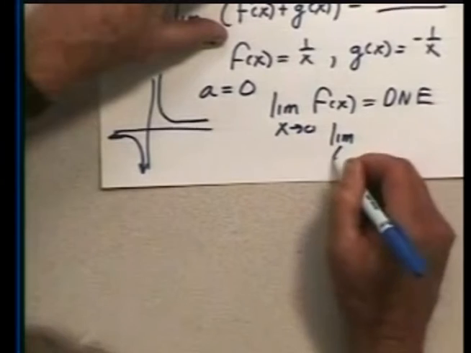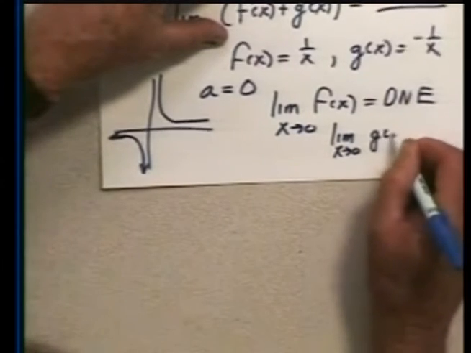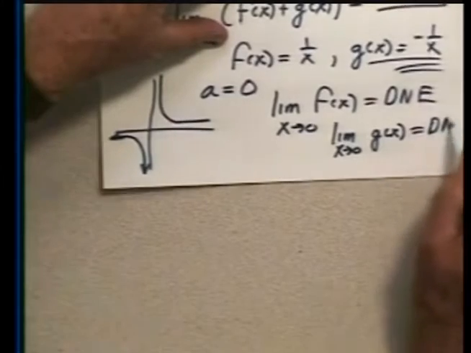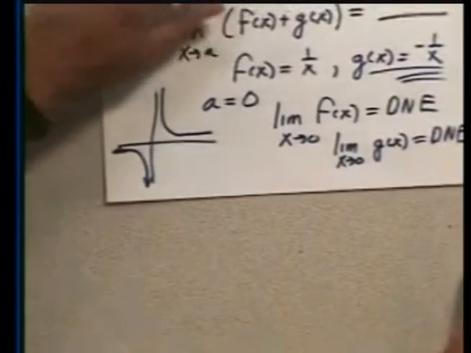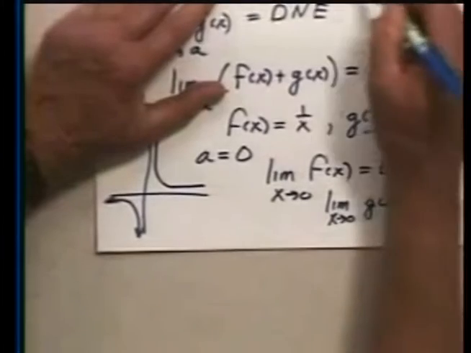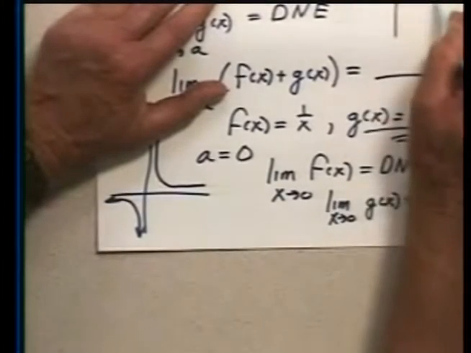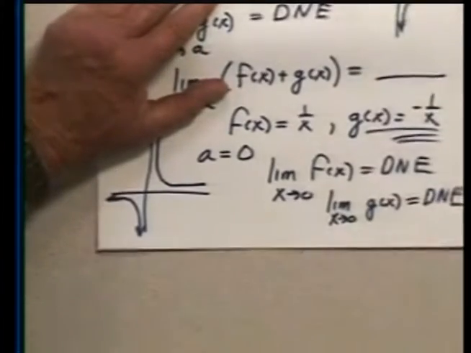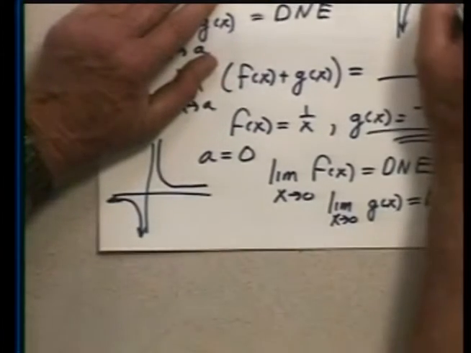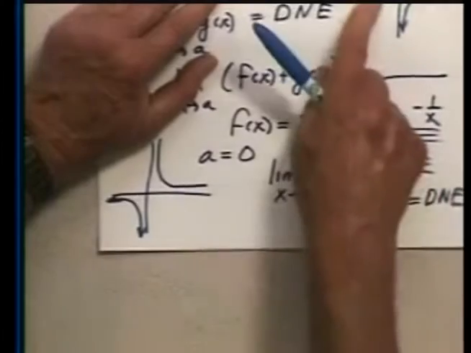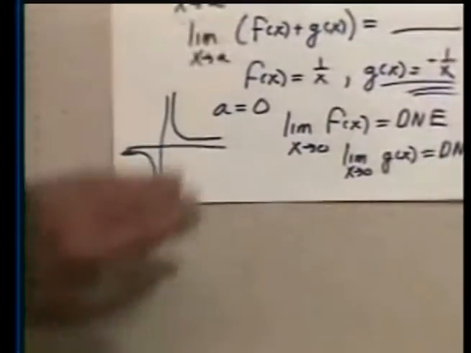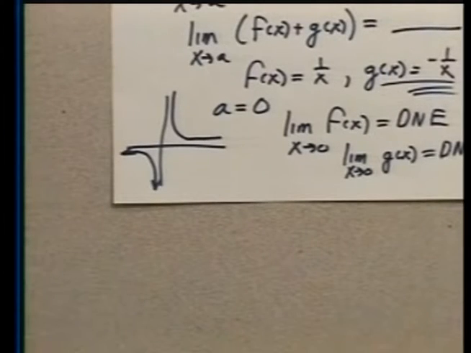Also, the limit as x approaches 0 of g of x, choosing this one, does not exist. Well, what's the graph of that one? It's just this one and that one. So for g of x, which is minus 1 over x, from the left you're going to infinity, from the right you're going to minus infinity. All right, what happens if you add them first and then take the limit?